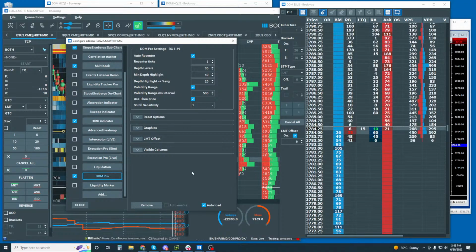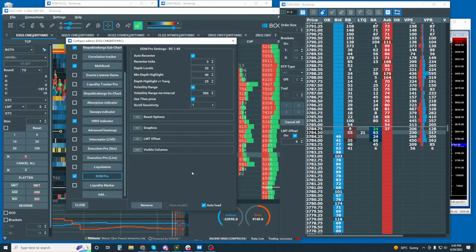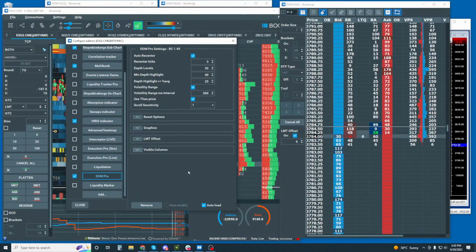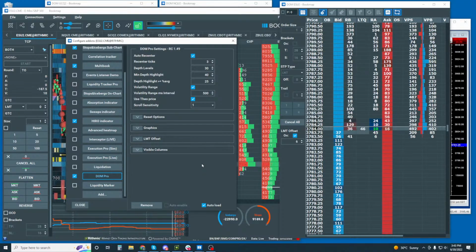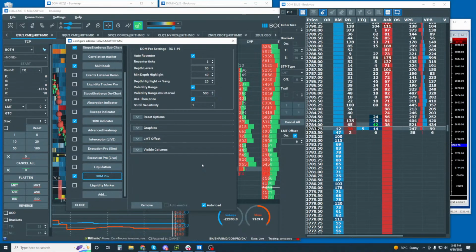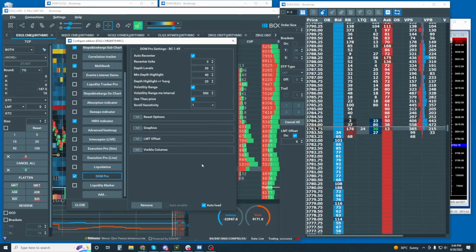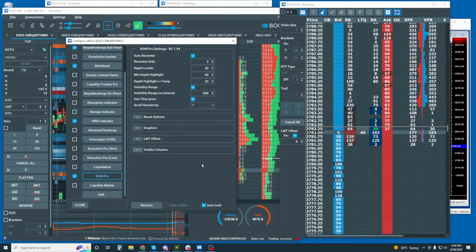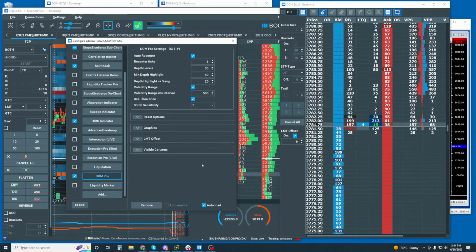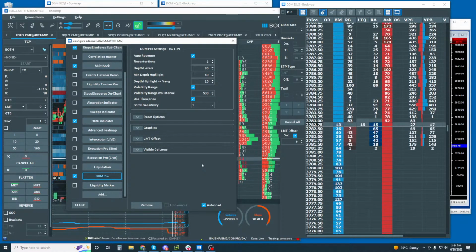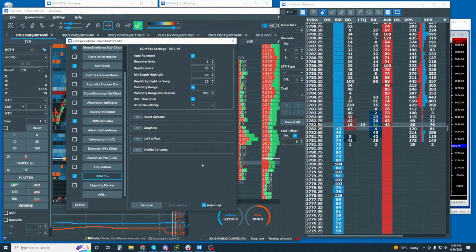All right, so that is the DOM, and we'll do a quick round of questions here, and then we'll move on to the Execution Pro, which I think a lot of you guys may have a lot more questions on. But as you can see, this is a very high performance product here that you're looking at, customized for very, very quick time frame scalps.